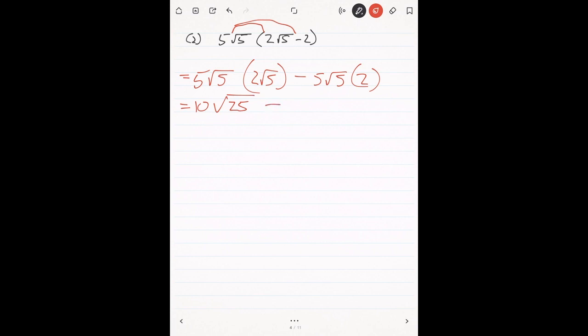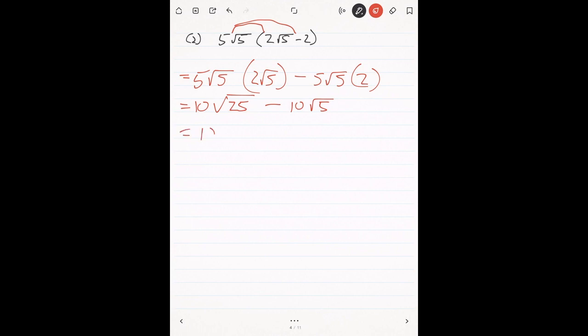Minus, so let's multiply the things on the outside. 5 and 2 make 10. And then there's no radical to combine the root 5 with, so we'll just leave it. So here's our answer. We have 10 times the square root of 25 minus 10 times the square root of 5. Now go through and check, and we'll very obviously see this radical can simplify.